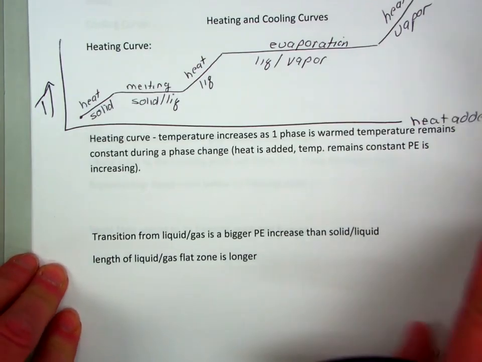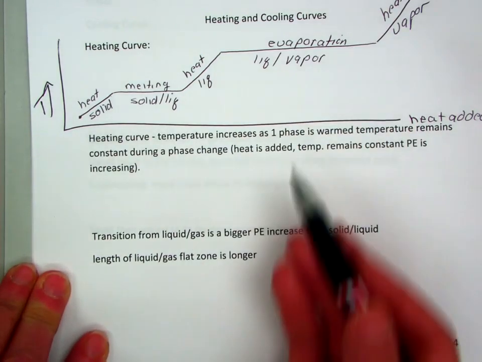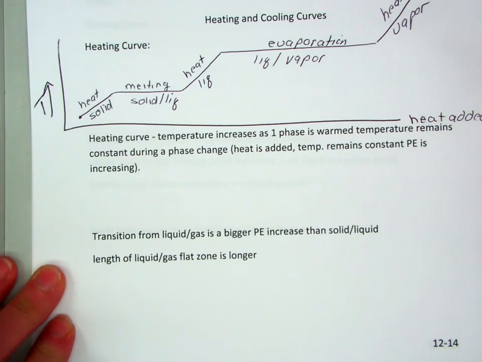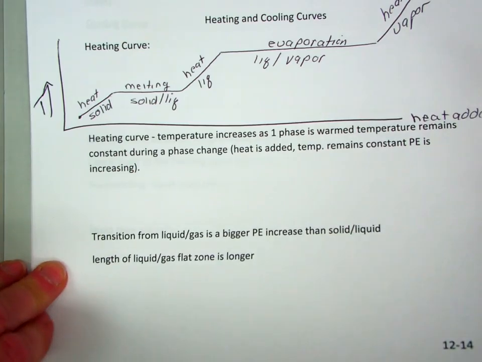So you see that when we get to the flat places, we're making a phase change, and you see that this one is longer because the intermolecular distance difference is bigger going from liquid to gas than it is going from solid to liquid.